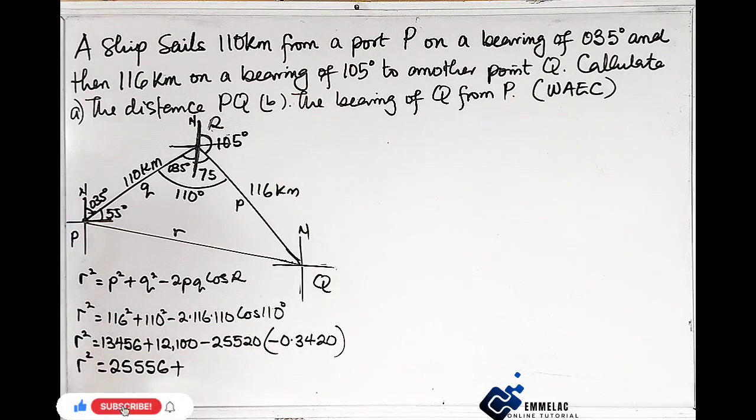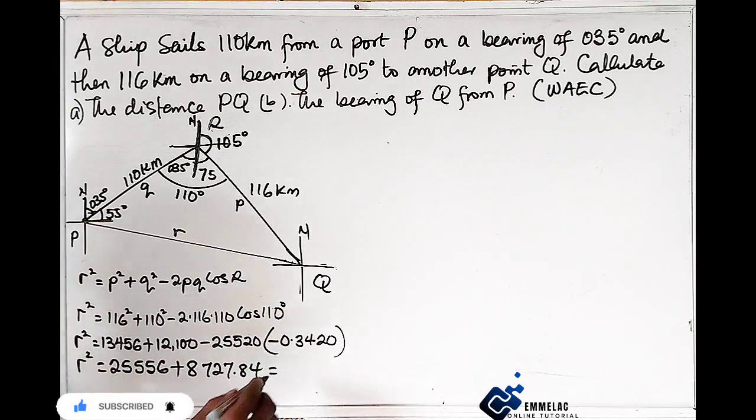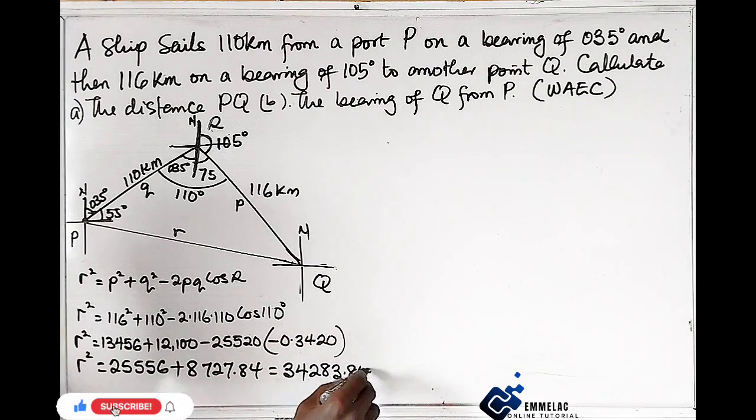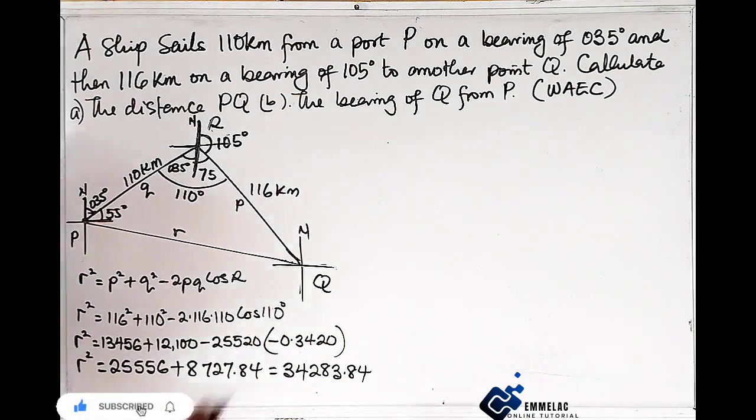Then this minus multiplied by this minus gives us plus. So here you have 25,520 times 0.3420, which is 8,727.84, and when you add it up to 25,556, we arrive at 34,283.84.